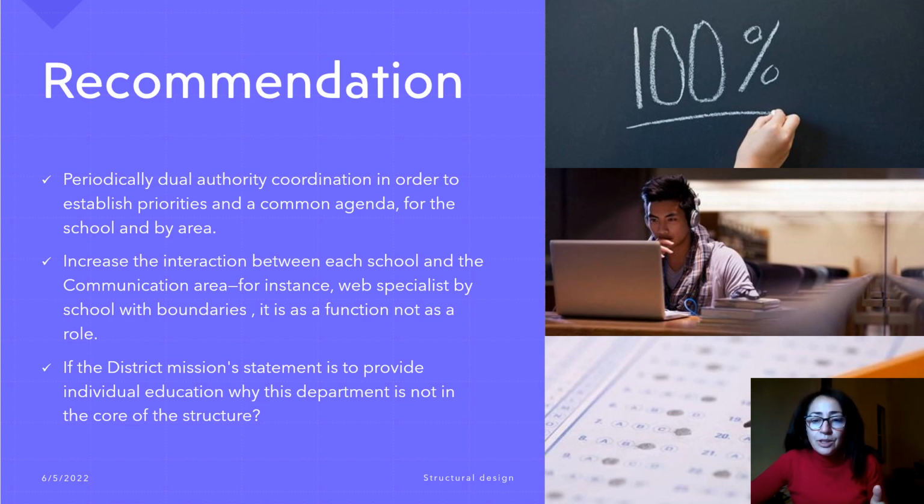One of the recommendations that is clear for me here and necessary is that dual authority coordination is needed in order to establish priorities and a unique agenda for employees who report to the principal and also to leaders in other areas. Then increase the interaction between each school and the communication area. That is necessary in schools.